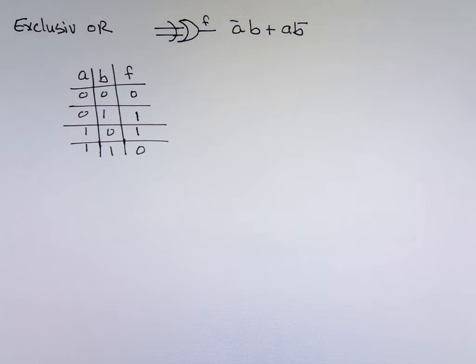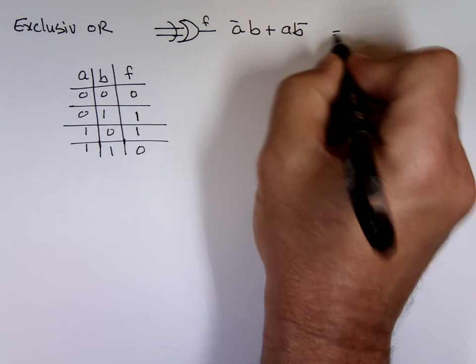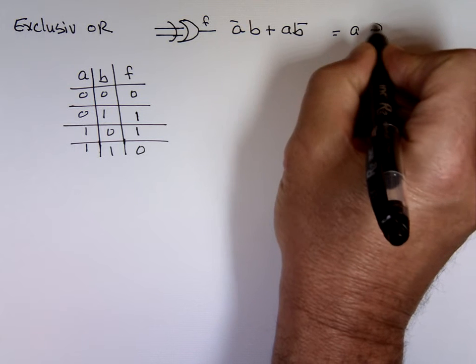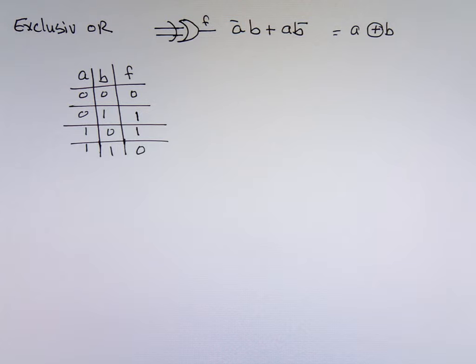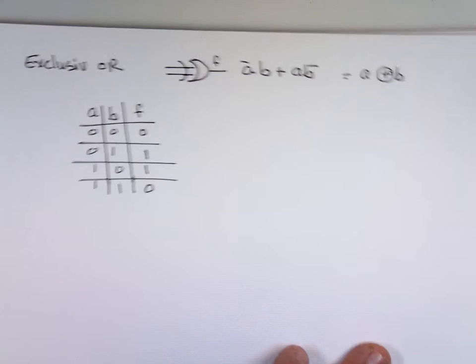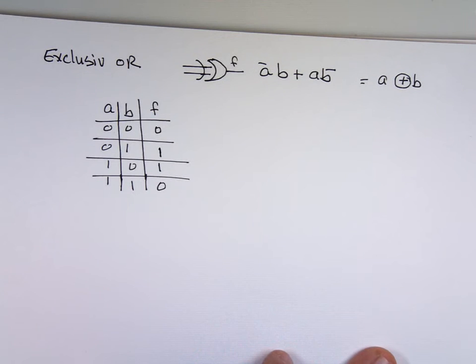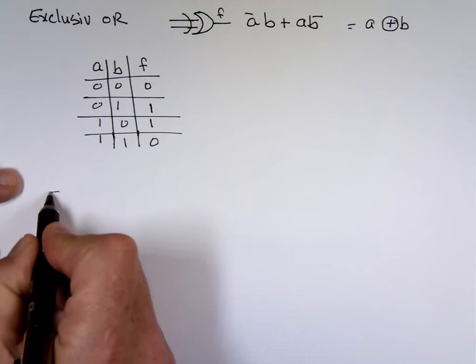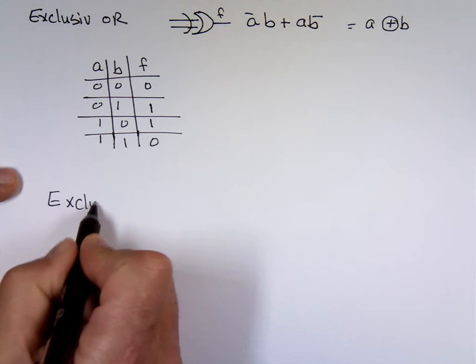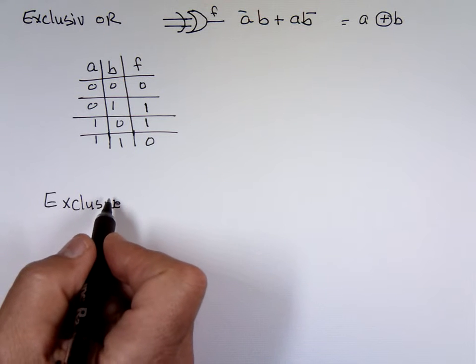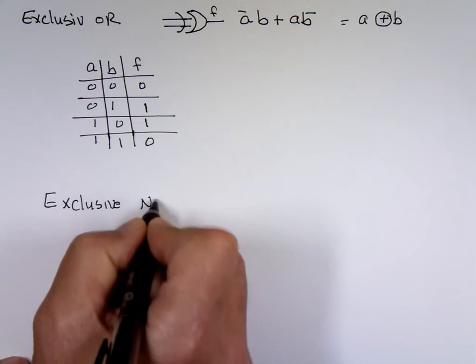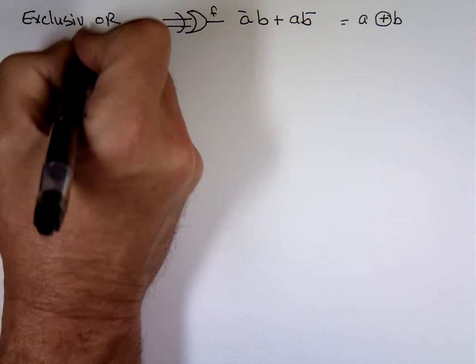And the way they write that mathematically, instead of writing this expression, they write A exclusive OR B, like this. Exclusive NOR was the exclusive OR with the complement. This is exclusive OR, this is exclusive NOR.